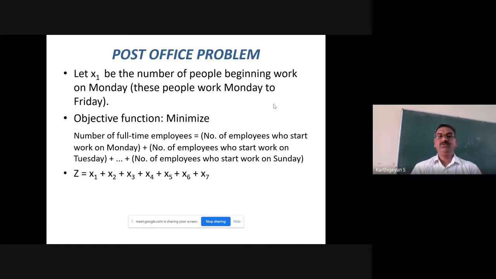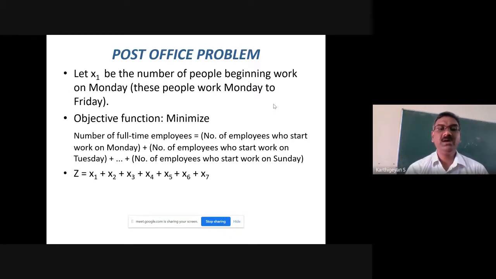Let x1 be the number of people beginning work on Monday. That means if they start on Monday, they have to work till Friday. So this x1 is going to be constantly working from Monday to Friday. Suppose x1 equals 10, you assume. Then 10 people start working on Monday till Friday. In the meantime, on Tuesday, some set of people will come and join. Those people will work from Tuesday to Saturday. They will take off on Sunday and Monday. So like that, every day, Monday, Tuesday, Wednesday, each day of the week, a set of people will join and work. Okay.